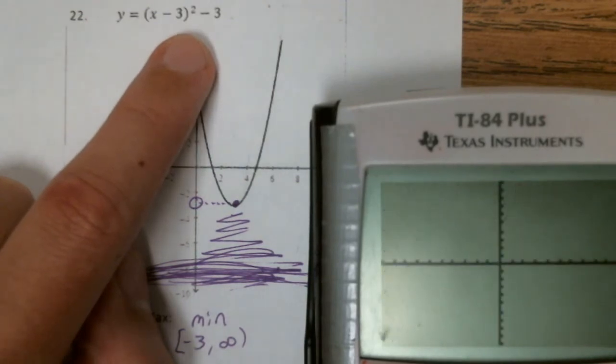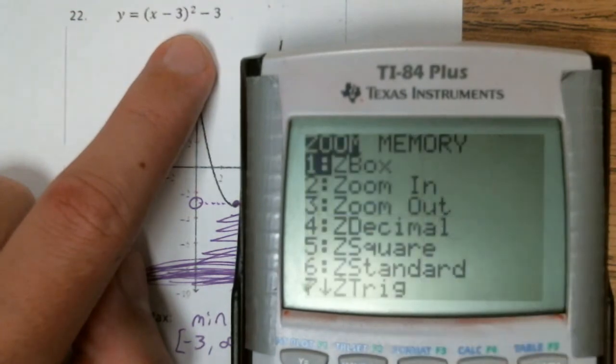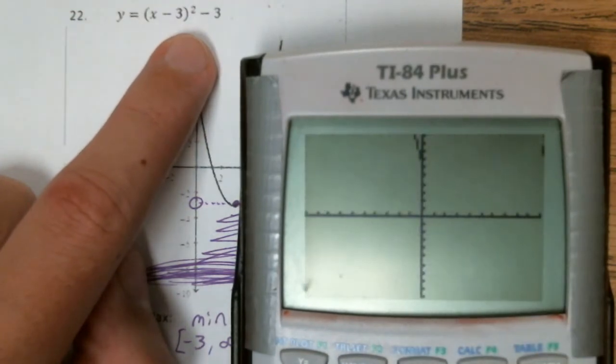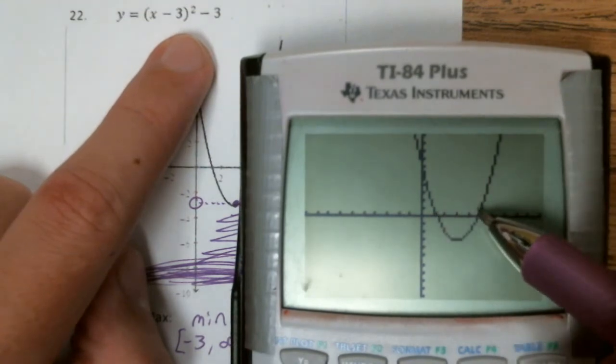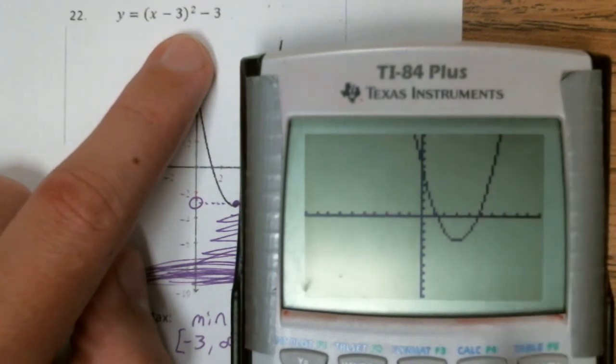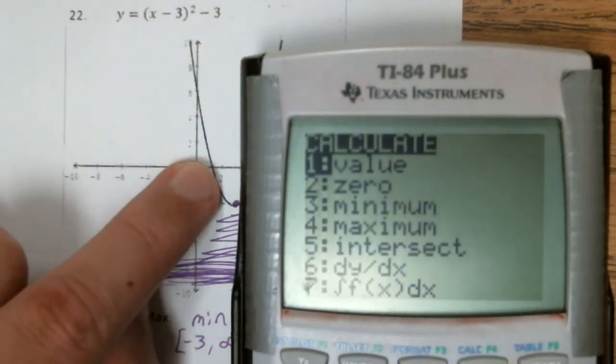Let's graph it just to see what it looks like. And guys, if your window's all wacky, remember you can go zoom 6, zoom standard to get back to your standard window. And I want these spots on my calculator. I want that spot and I want that spot. Okay, so to get those numbers, I'm going to use Mr. Spidey, second calc. I want the x-intercepts, or the roots, zeros.